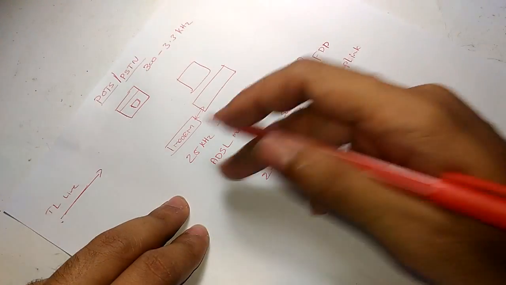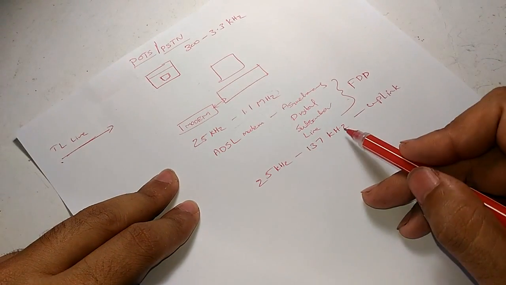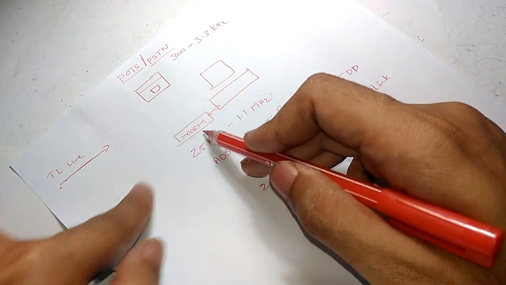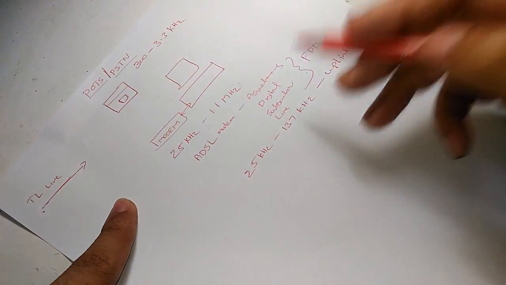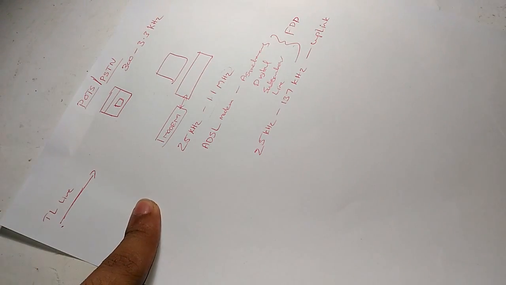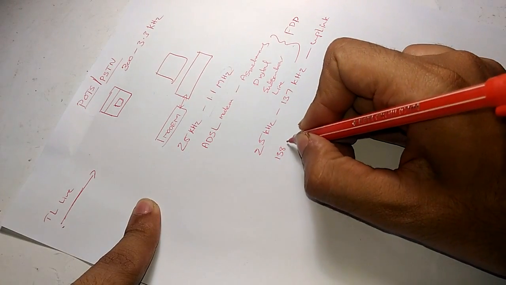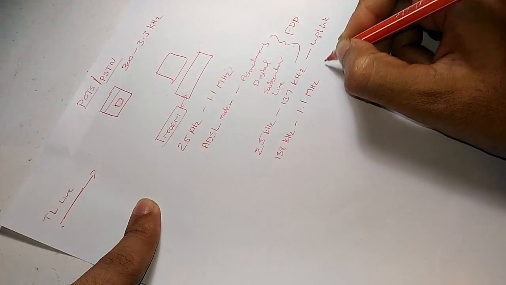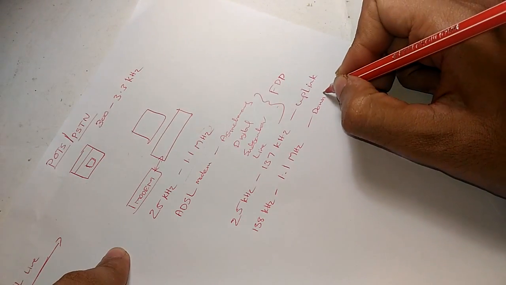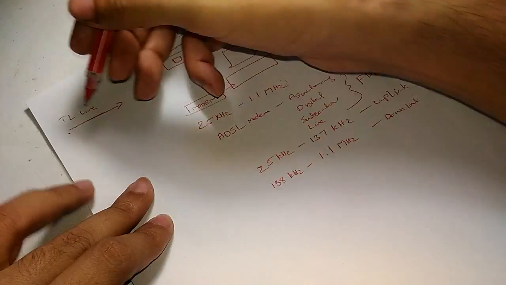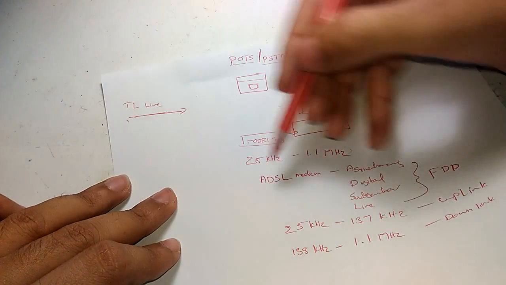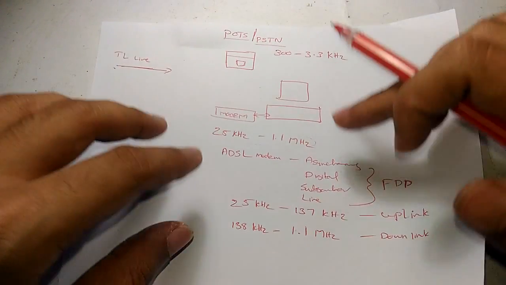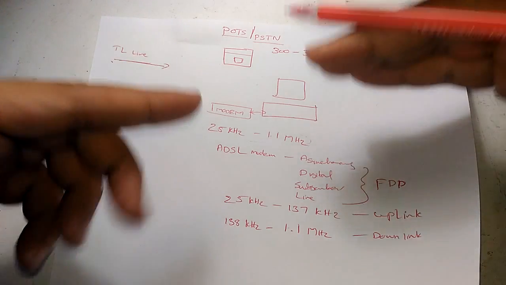Okay, so your modem uses 25 kilohertz to 137 kilohertz frequencies for uplink. Uplink means transmitting data from your computer to the telephone line, and at the same time it uses 138 kilohertz to around 1.1 megahertz for downlink. And downlink means the data that is coming from your telephone line to your computer. Okay, so these are all the frequencies that are involved in your telephone line when you are connecting to the internet.